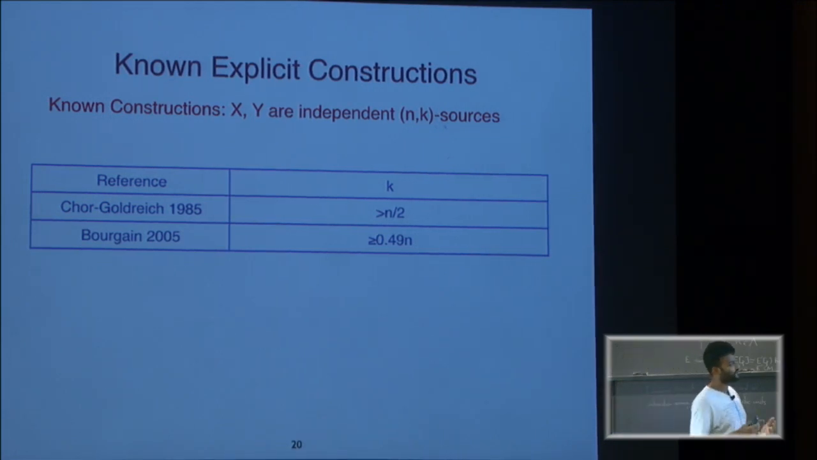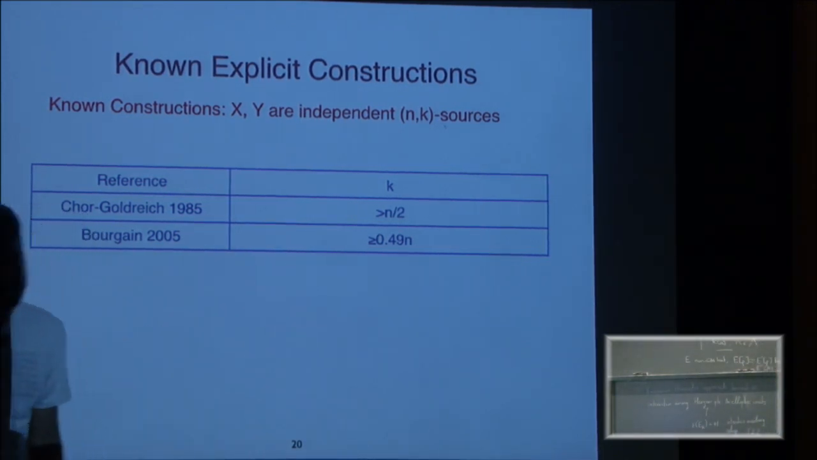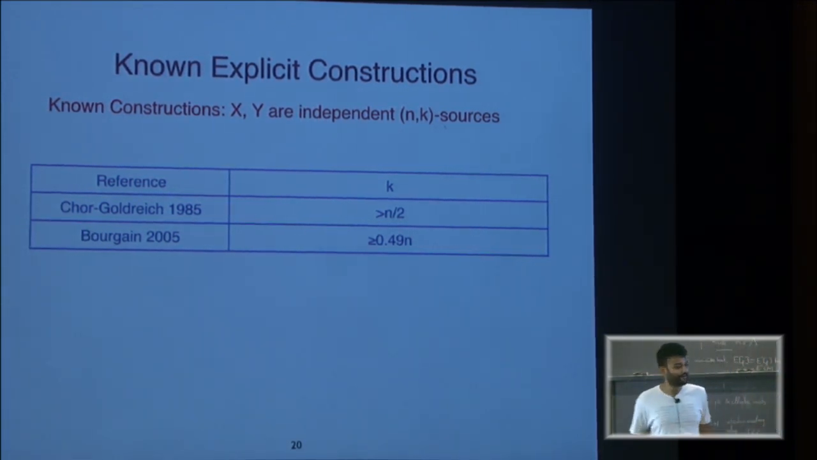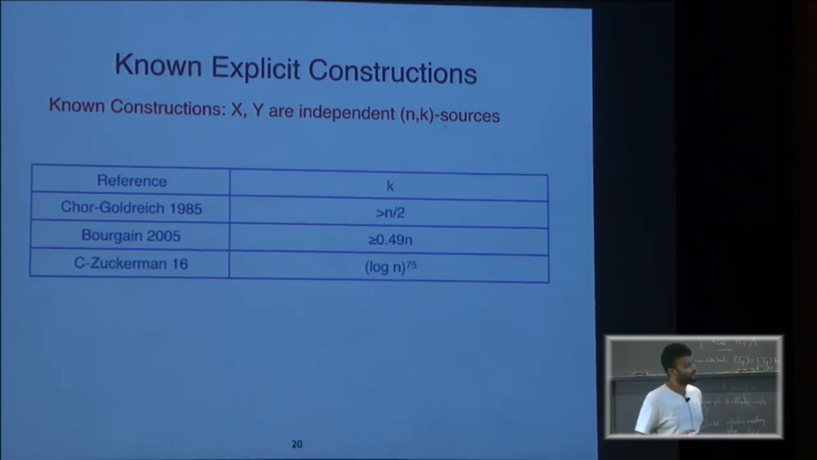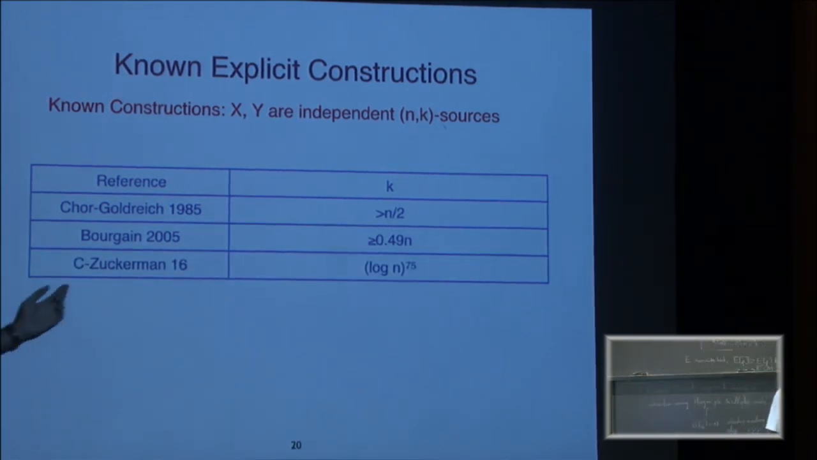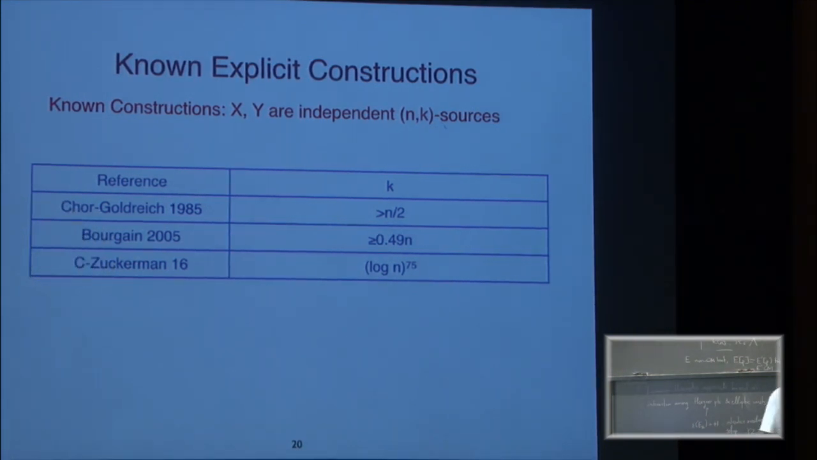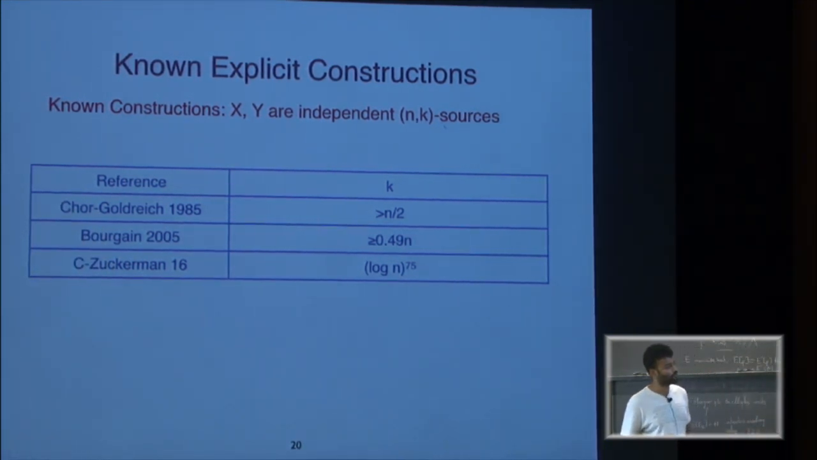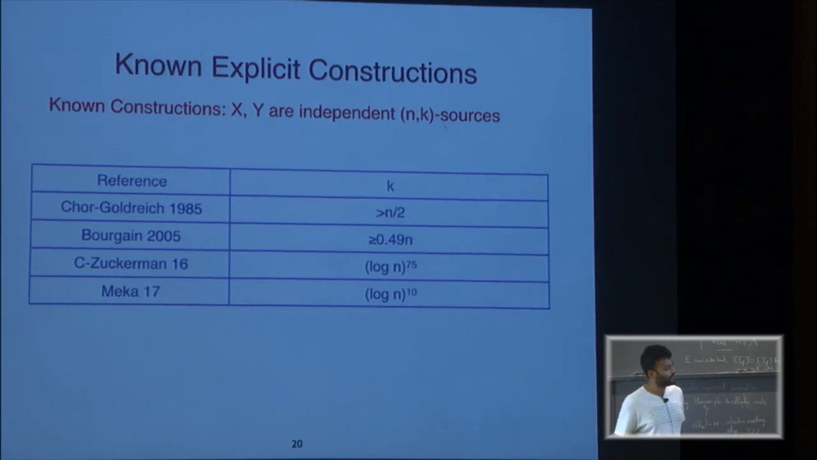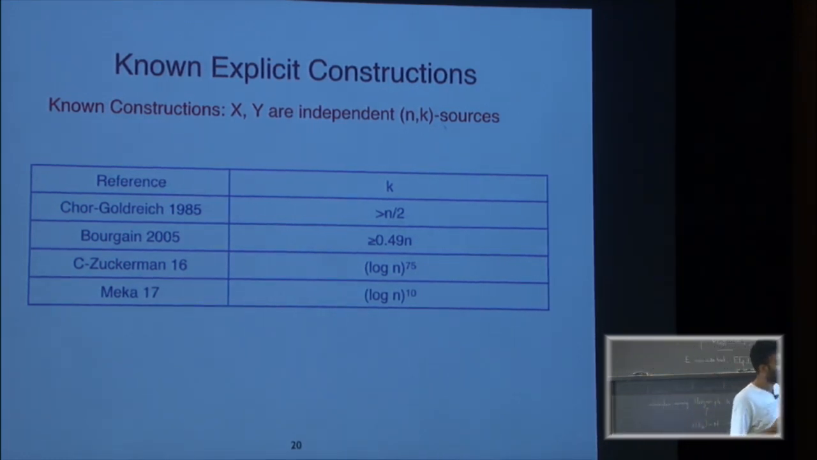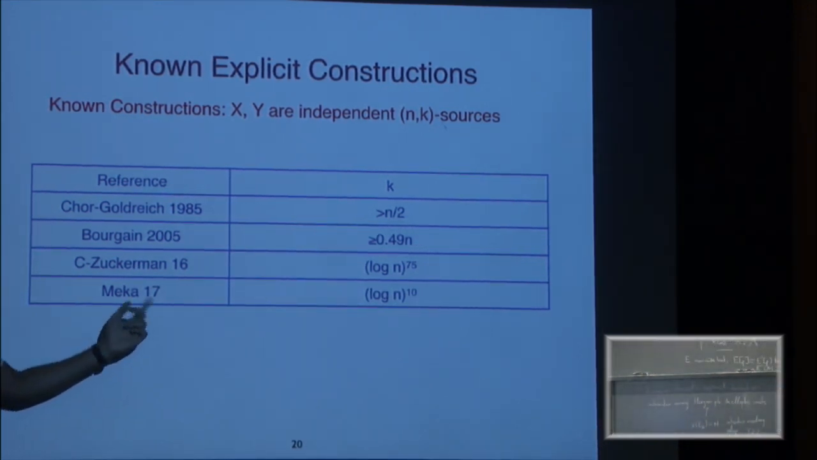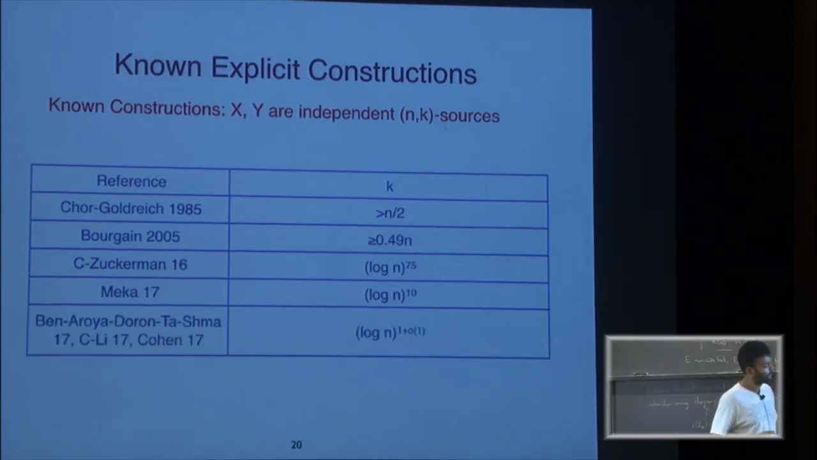After almost 20 years, Bourgain, using really nice ideas from additive combinatorics, improved this to 0.499n. Then in a work with my advisor David Zuckerman, we managed to get it down to polylog n, both the sources to log n power 75. Then almost immediately, Raghu Meka improved it to log n power 10.